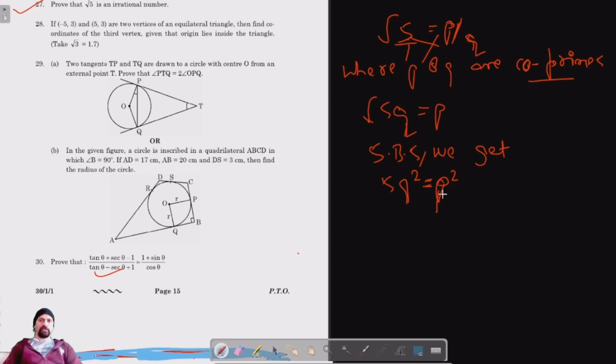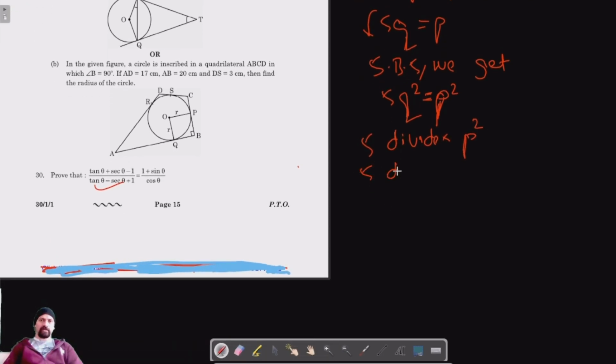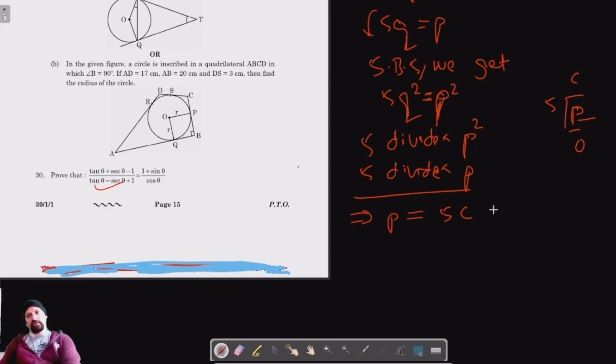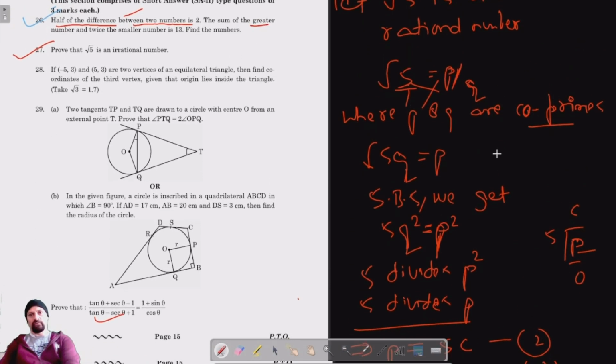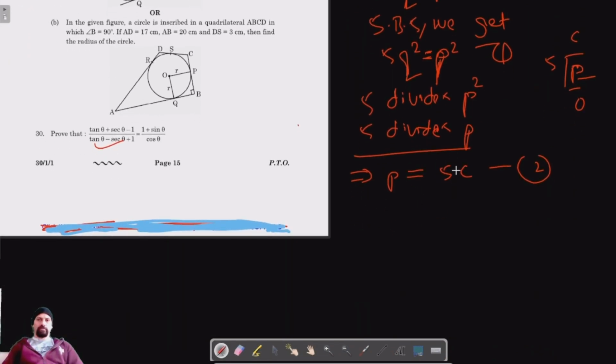So if 5Q square is equal to P square, that means 5 divides P square. And if 5 divides P square, then 5 divides P. So if 5 divides P, let's say the quotient is C and remainder is 0. So the dividend P, this implies we can write P as P is equal to 5 into C. So P is 5 into C, and if we replace the value of P in equation 1 we get.